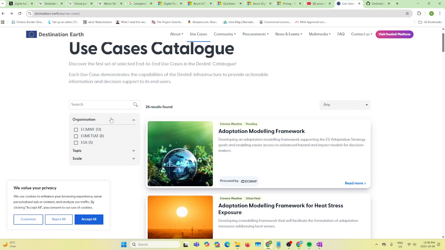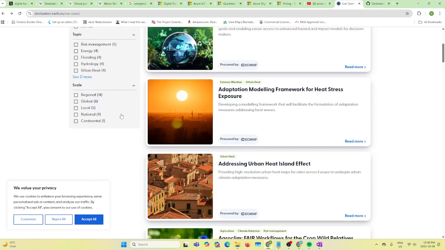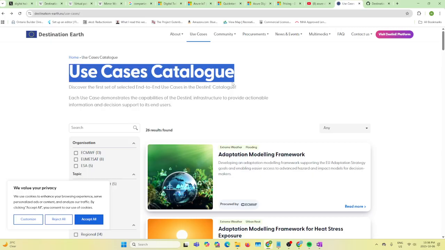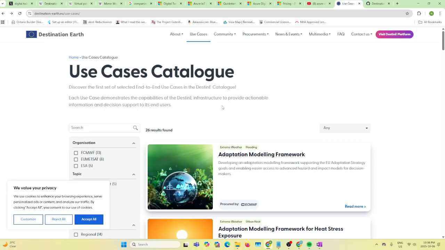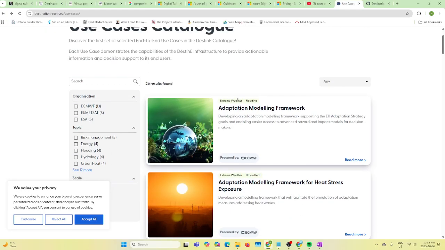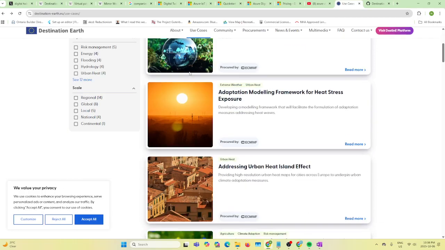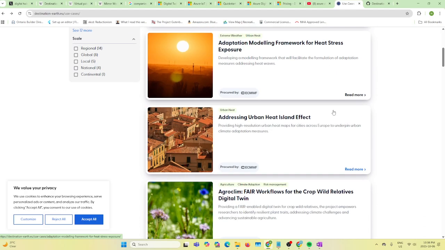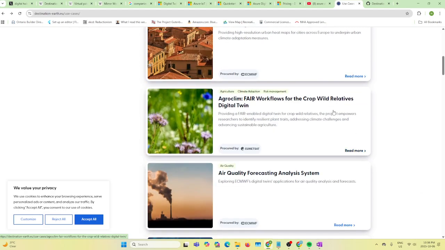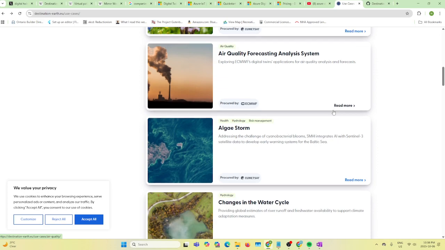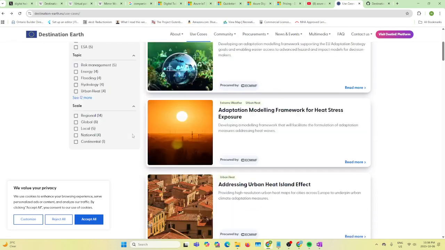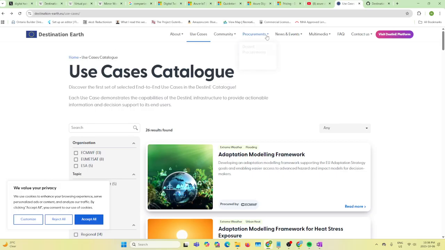Let's see. Organizations, topics, scale. Yeah. Use case catalog. Describes the first set of selected end-to-end use cases in the Destiny catalog. Yeah, we gotta do some episodes on how to use these catalogs. You know, Destination Earth, as well as a bunch of others. There's so many developments being done on this side of the Earth that not a lot of people are aware of, and there's definitely a need to bring more exposure to it. So yeah, Destination Earth, fun stuff.